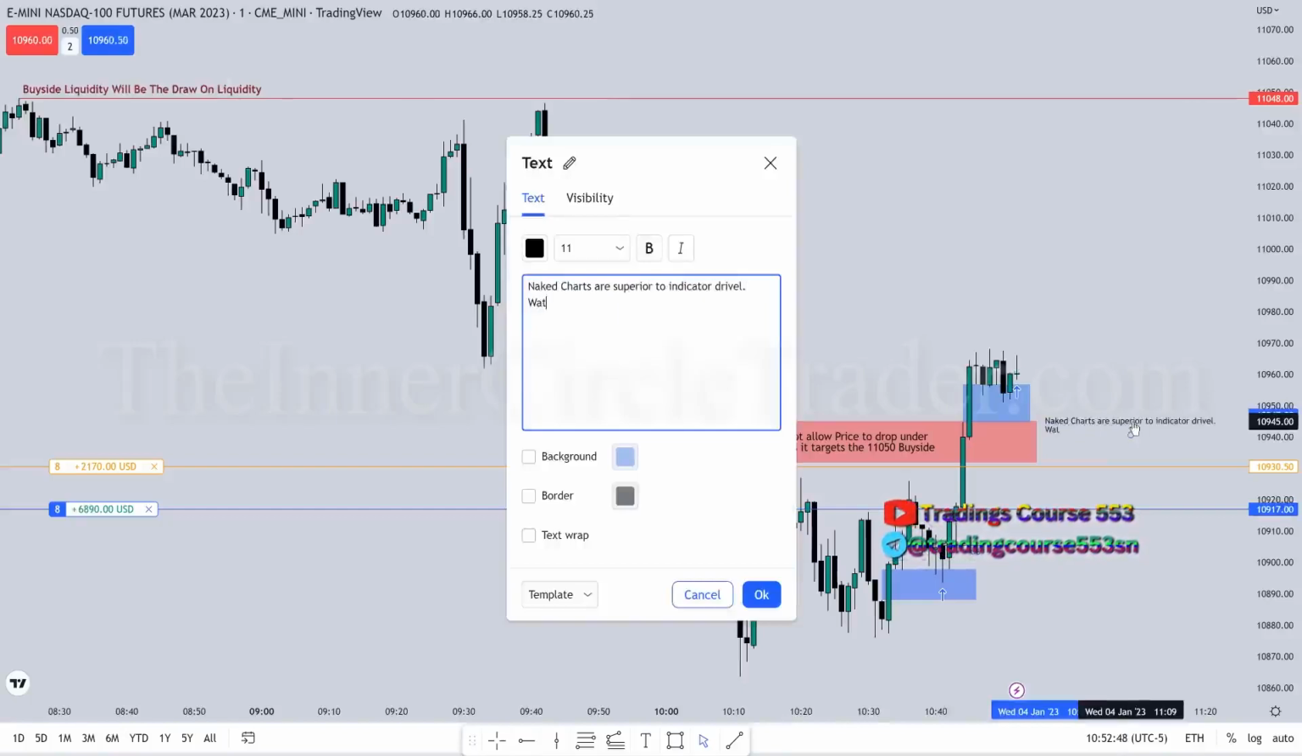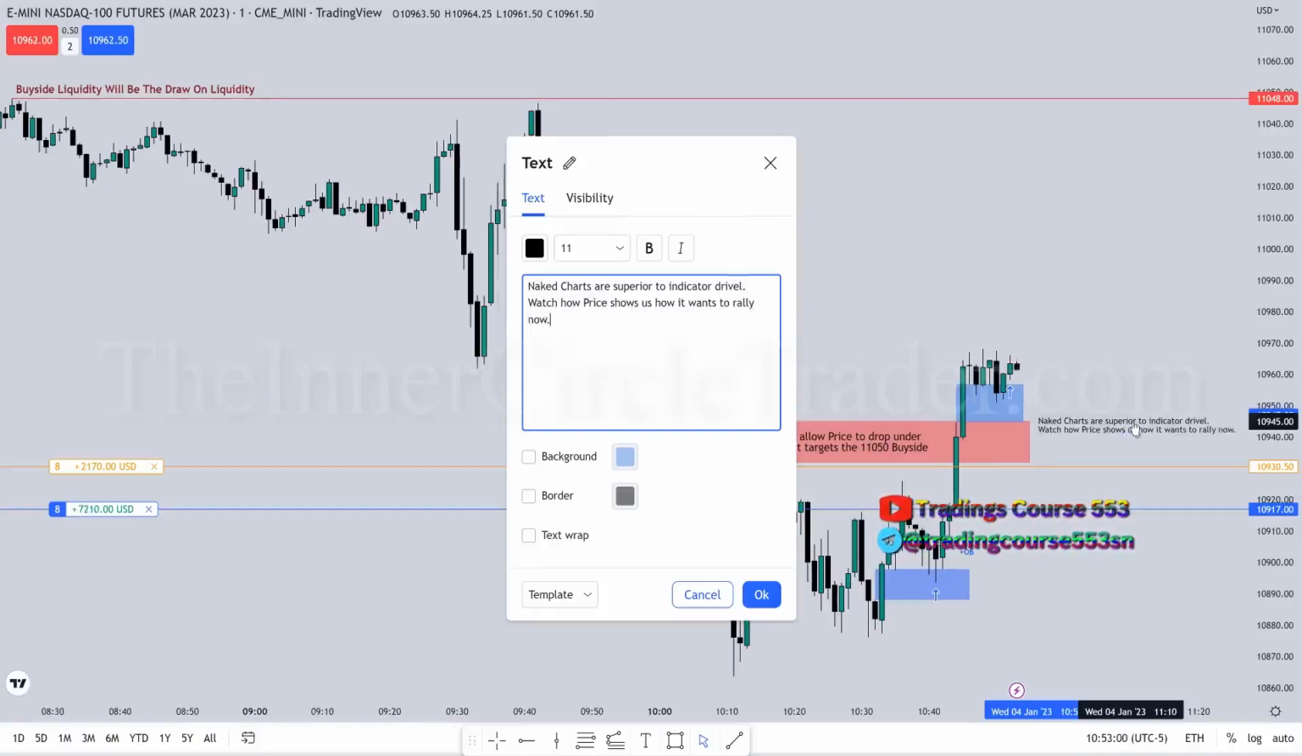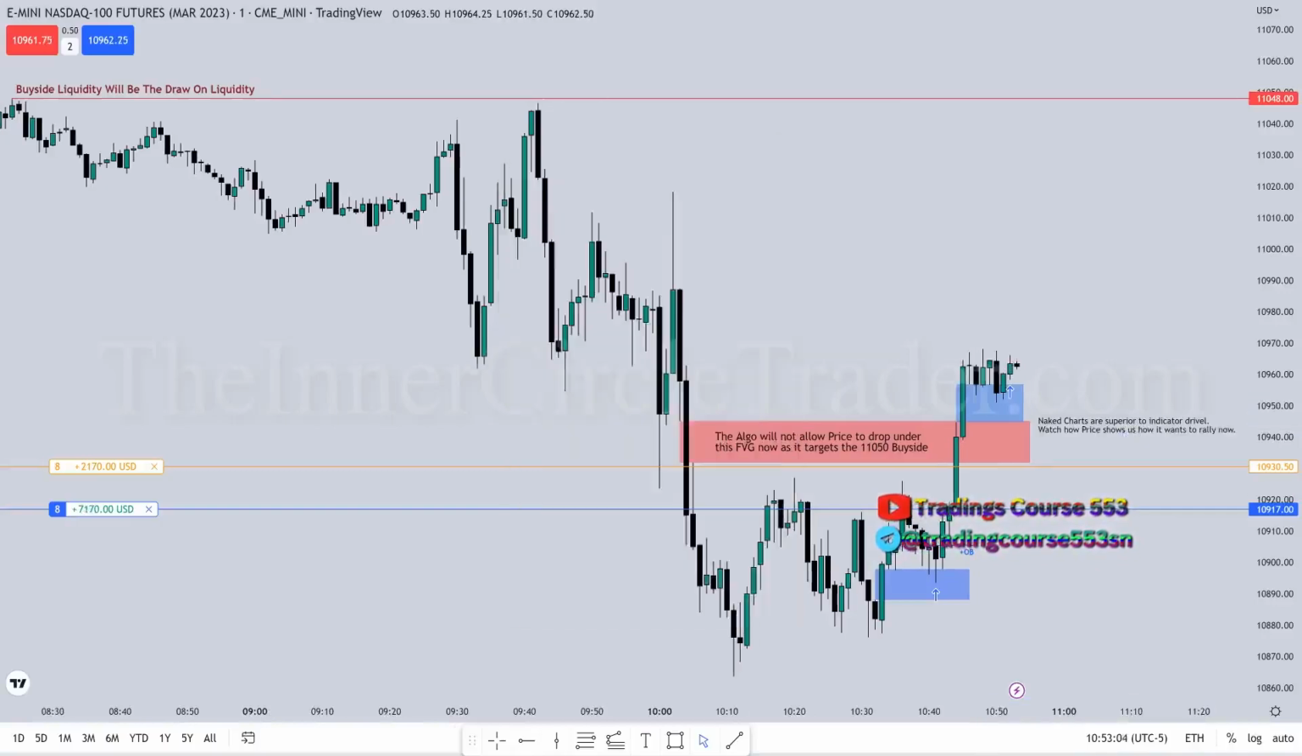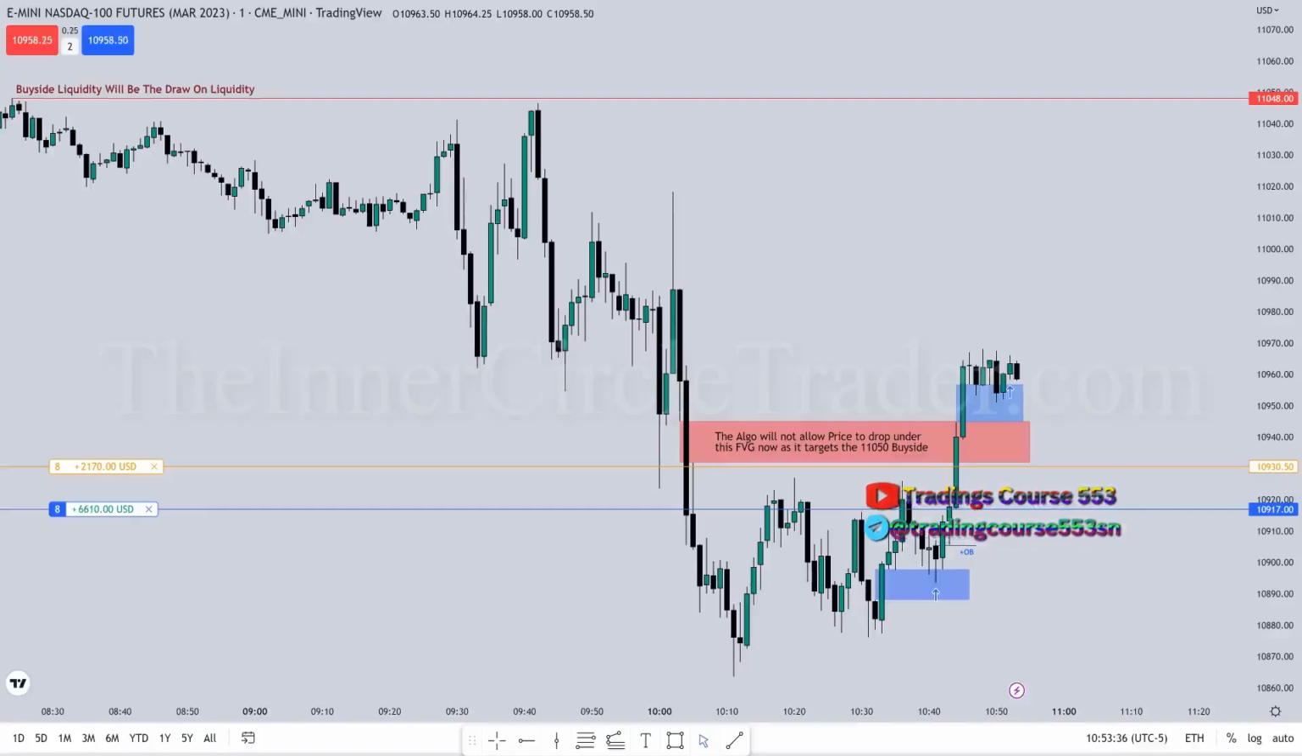And I'm basically saying that naked charts are superior to indicator driven. Unless you have a time-based chart, you're not going to see these elements. And watch how price shows how it wants to rally. You see people out there that have range bars or that have Heikin-Ashi or Renko bars. That stuff's nonsense. It's absolutely garbage. It's nothing behind that at all. The algorithms have no respect of any of that stuff.